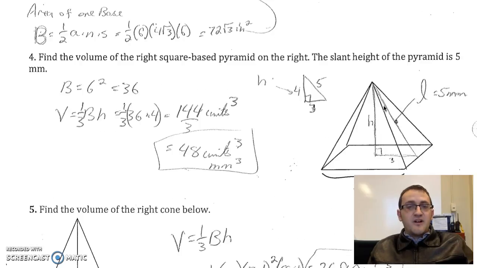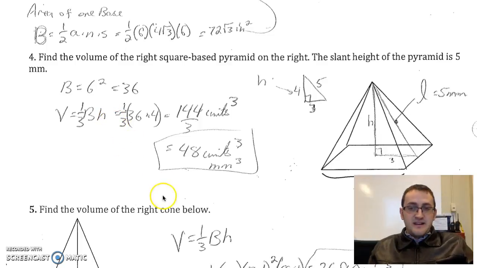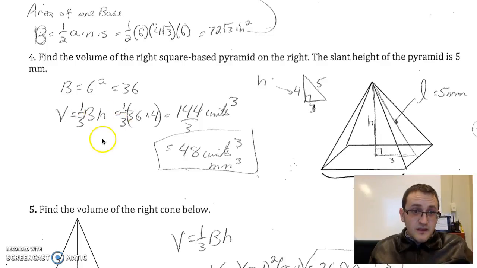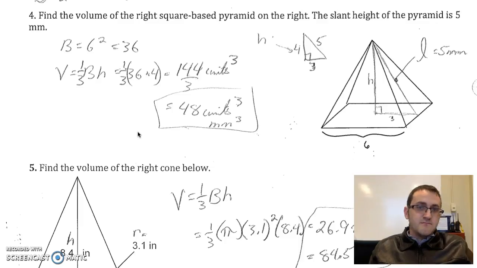And then here are a few more examples too. This one involves slant height, so we're going to do the 1/3 times base times height, and height being, and we can find that based off of a slant height. So 3, 4, 5. And we can plug that in. We get 48 units.